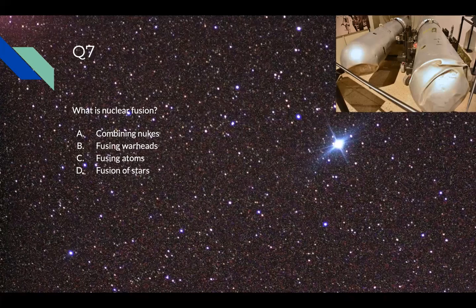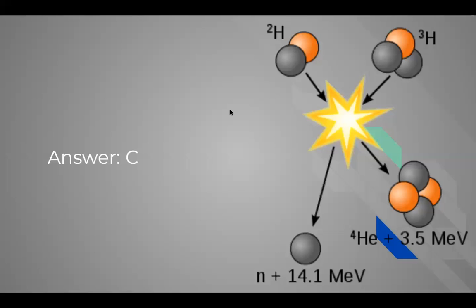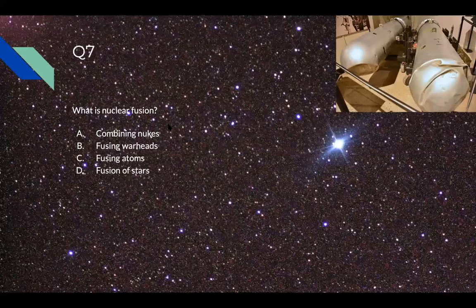But doesn't it mean two nuclei combine to make a bigger one? Yes, meaning that the answer is C. That's what it means, fusing atoms, because atoms have nuclei, so you fuse them together. That's nuclear fusion. You don't get the point because, like I said, it's not combining nukes. By nukes, I mean nuclear warheads, atomic bombs and stuff.